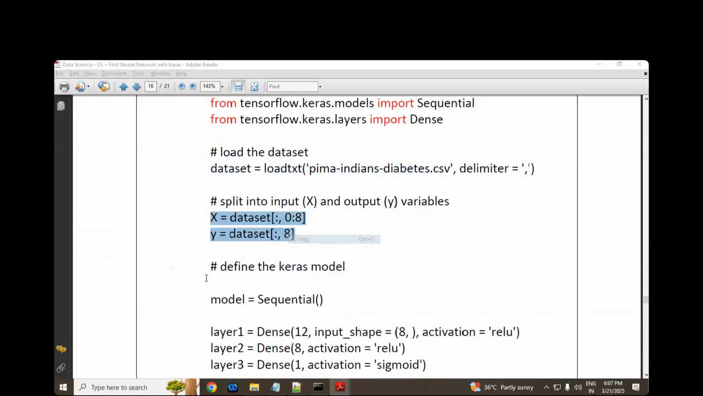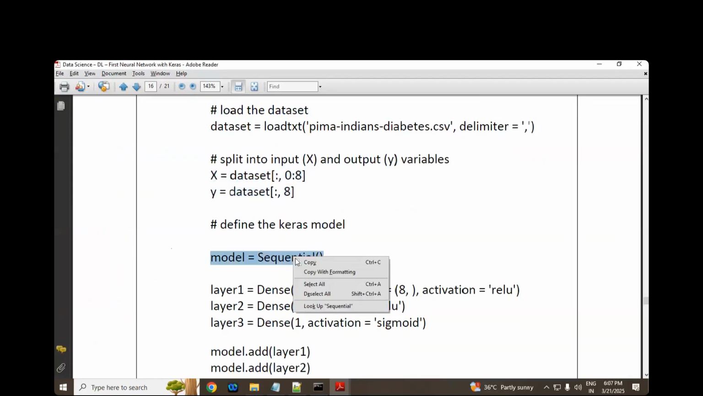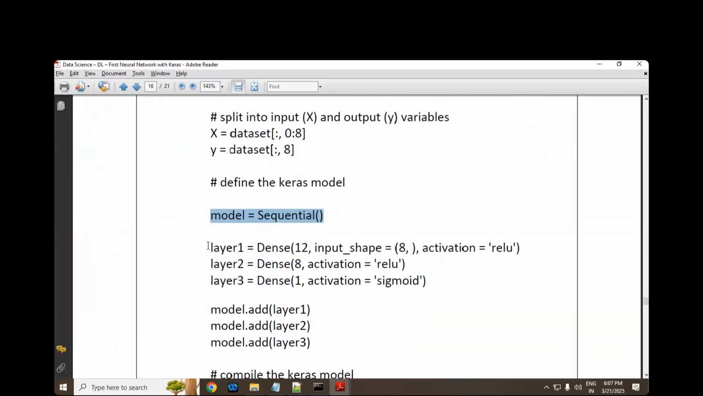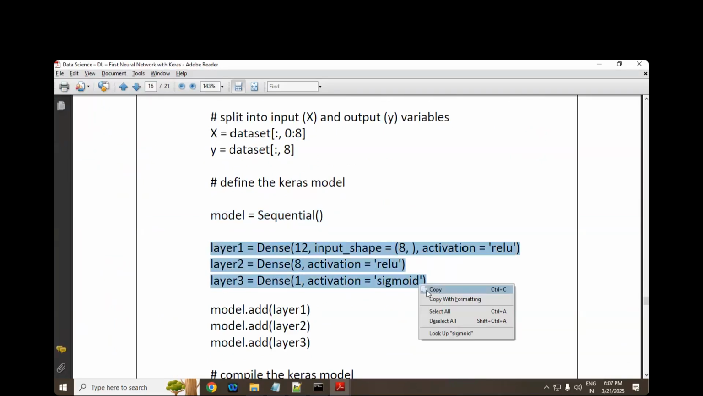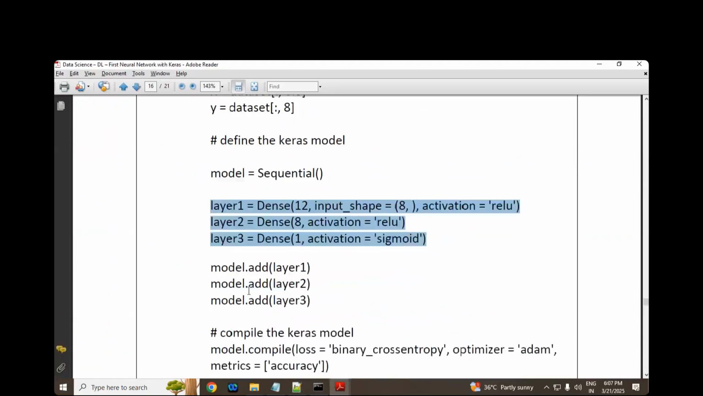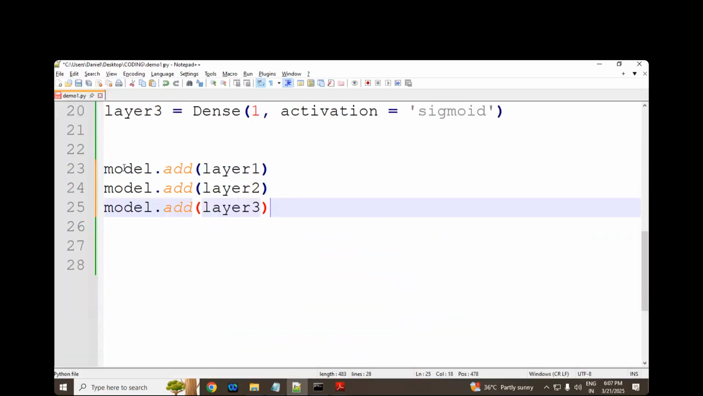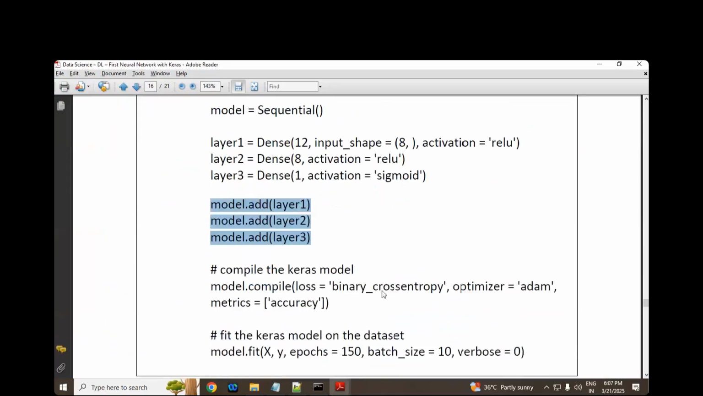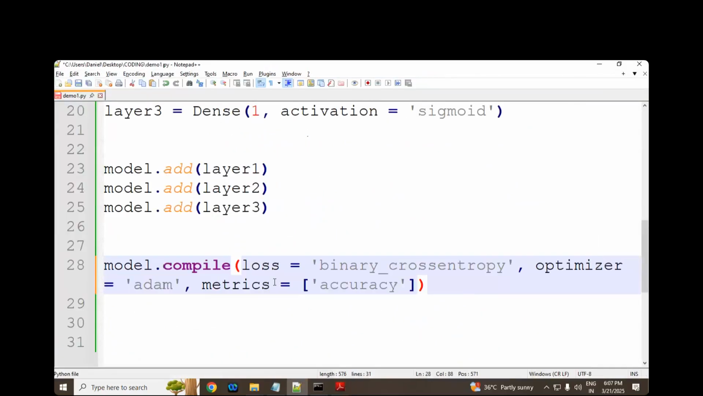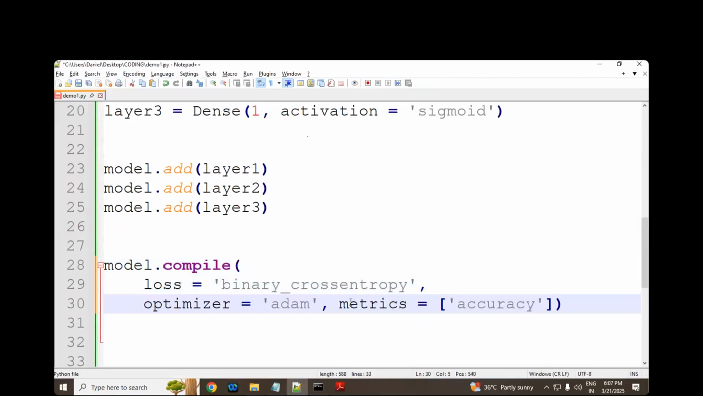Data preparation. Daniel, we are going to create a model. The model name is Sequential. Creating the layers. Adding layers to the model. Now you just have to compile the model. Trust me, you will become an expert in all of these.